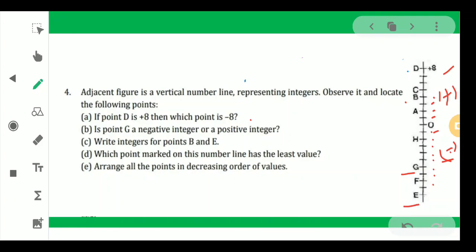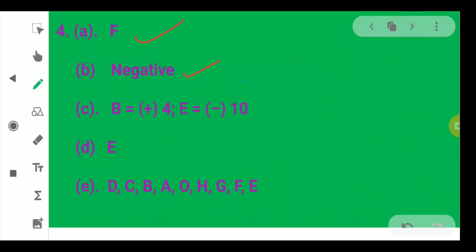E is on the downside. So it is 1, 2, 3, 4, 5, 6, 7, 8, 9. So E is at the 9 position, but it is in the downward direction. So we will use the negative sign. B is on the positive side. We will use the positive sign. So we can say B is +4 and E is -10.